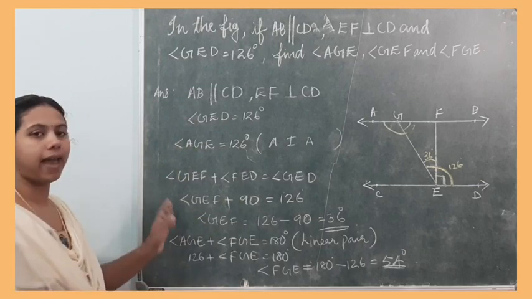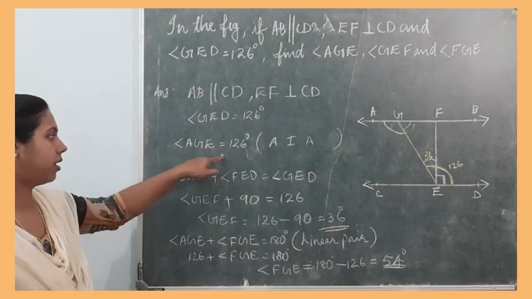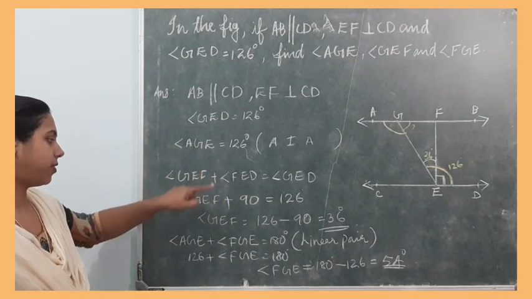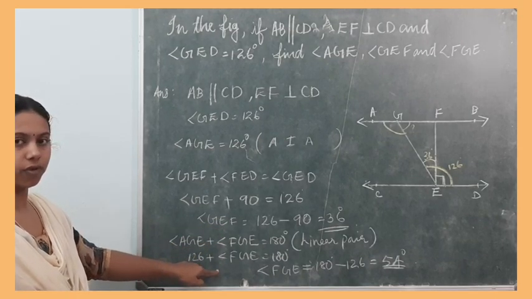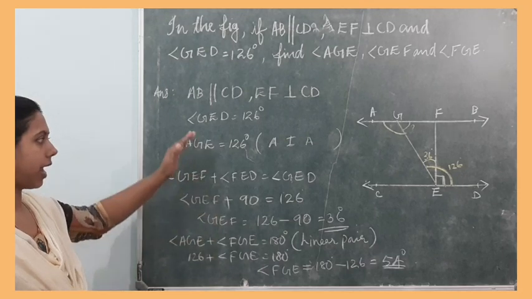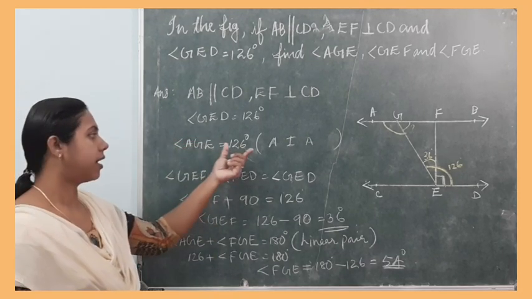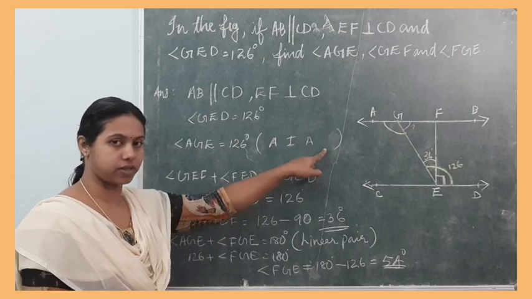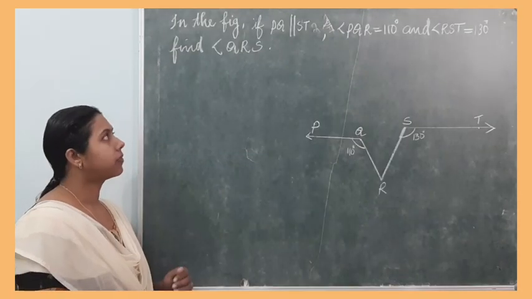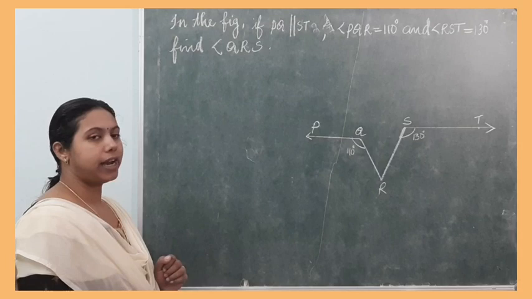So we got all the angles. AG is equal to 126, GEF is equal to 36 and FG is equal to 54 degree. So when you are answering this question, wherever the reasons come, you should write it in the reason in the bracket.